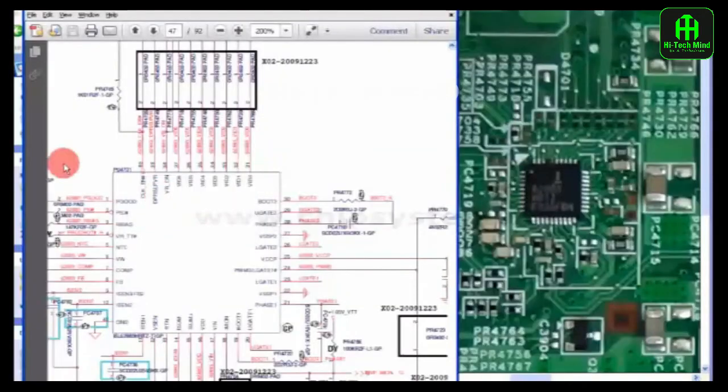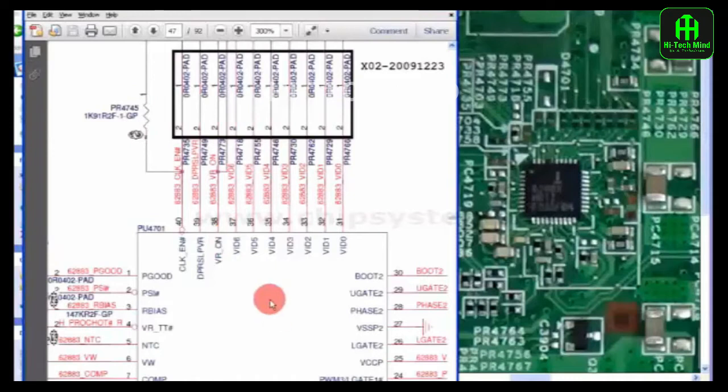Look at this schematic diagram. This is the CPU core power supply IC PU4701, and this is the 7-bit programmable IC. That means the CPU current and voltage are not standard here. CPU voltage can be programmed in this chip. So when the power button is pressed, within a microsecond the CPU produces the VID 7-bit programmable signal, which then reaches the IC PU4701 at pins 31 to 37.